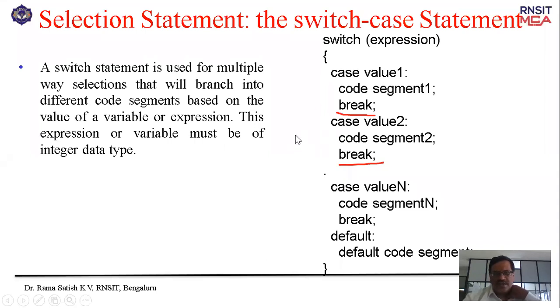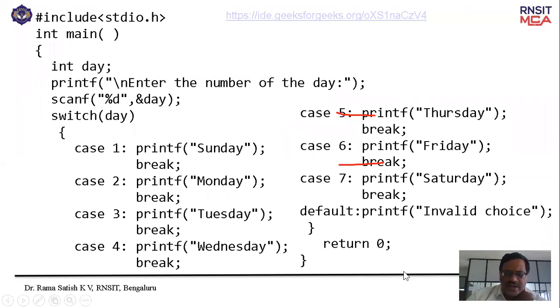To explain this, there is one more example. In this example, we are taking a day number, and based on the day number, we are printing whether it is Sunday, Monday, Tuesday, Wednesday, Thursday, Friday, or Saturday. If you give a value beyond 1 to 7, say 10, which is not a valid day number, it will give the message invalid choice. And observe here, after each printf you have a break statement. After each case statement you have a break statement.